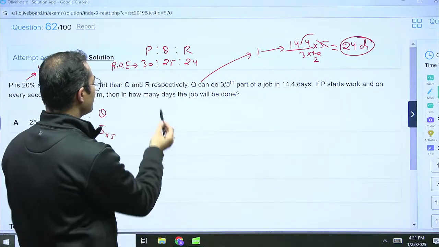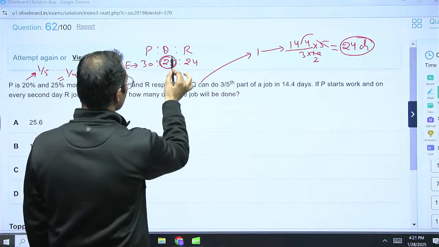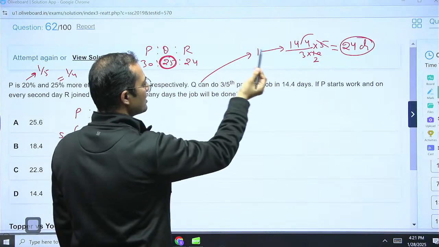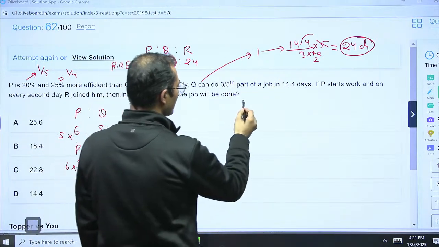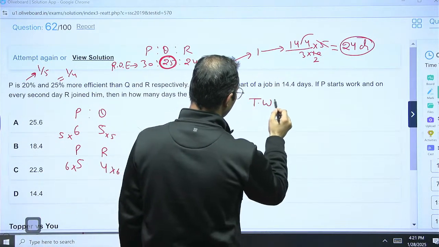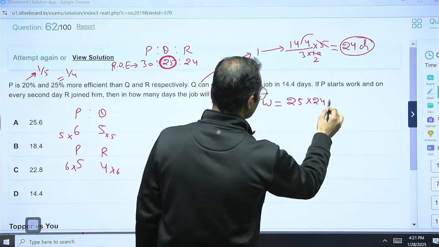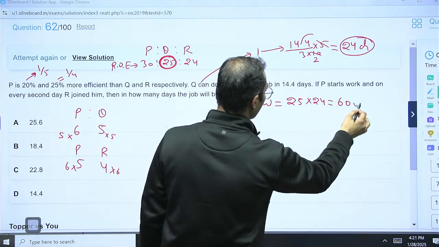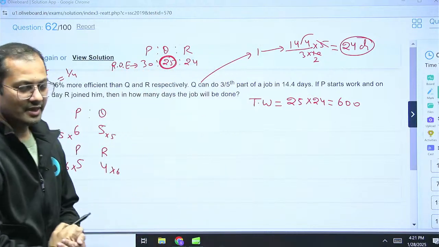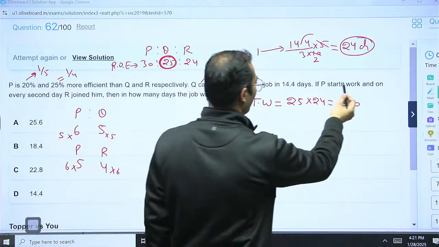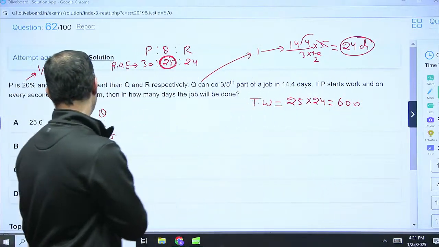See, Q is doing in a day 25 units of the work and he is going to complete the task in 24 days. So we can say that the total work is 25 into 24. So here I will get 600. Okay. Yes. So now the condition is P starts work and on every second day R joins.